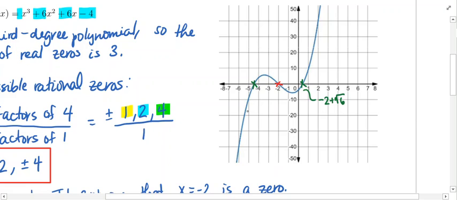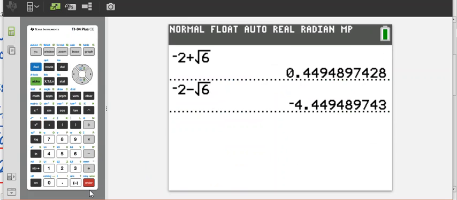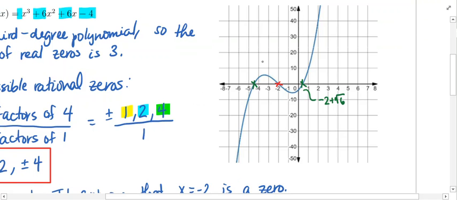Now we're going to type in -2 minus the square root of 6, and it should give us a number between -5 and -4. So let's punch it in. This is going to be -2 minus the square root of 6. And there you go, -4.45 approximately. So this other x-intercept, the third one, is -2 minus the square root of 6.